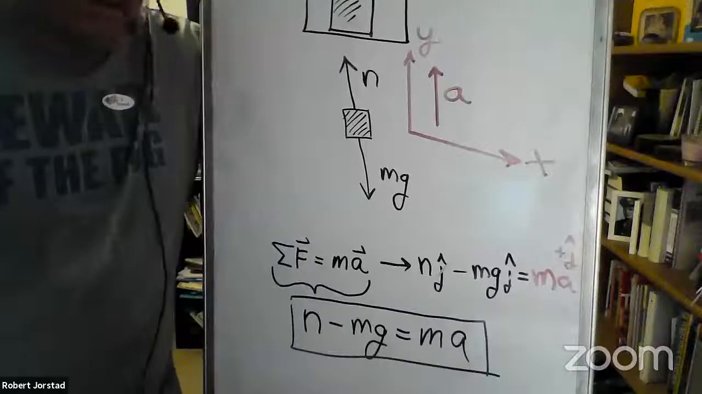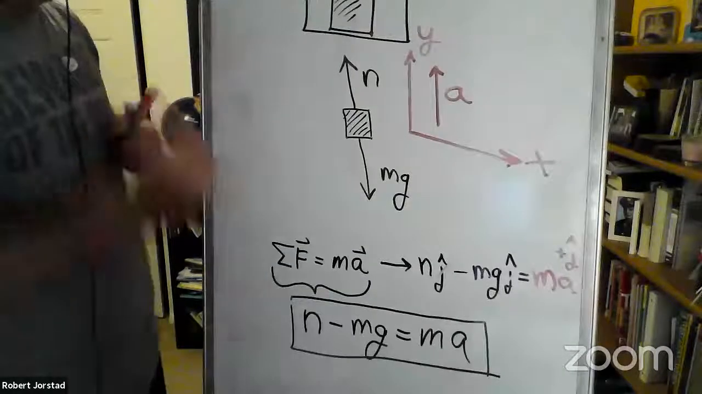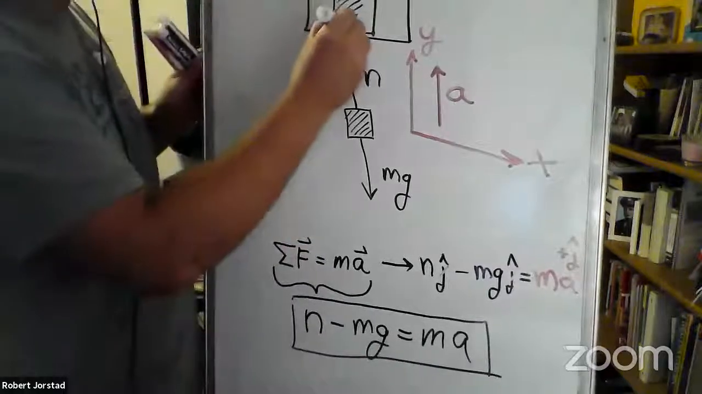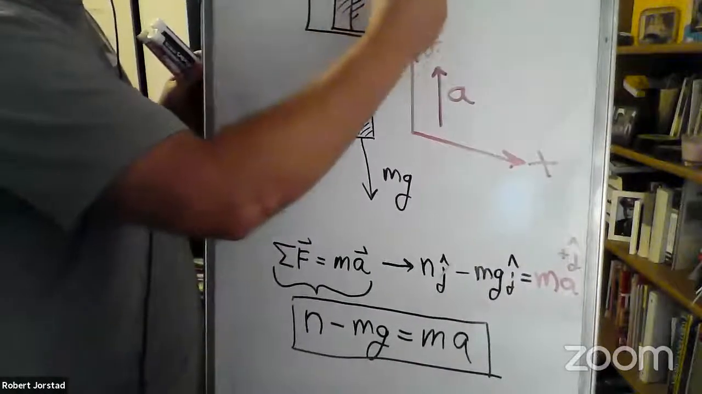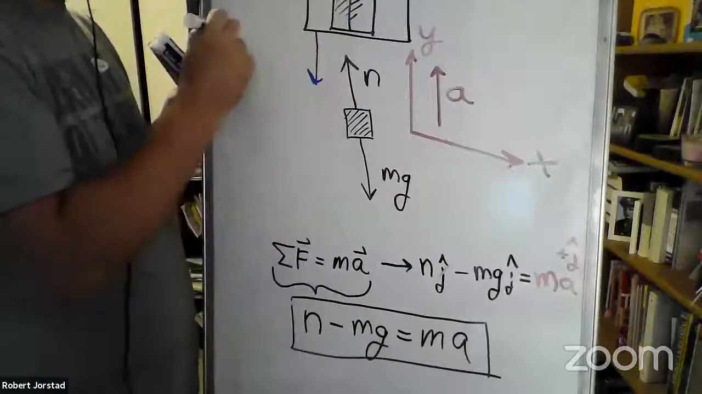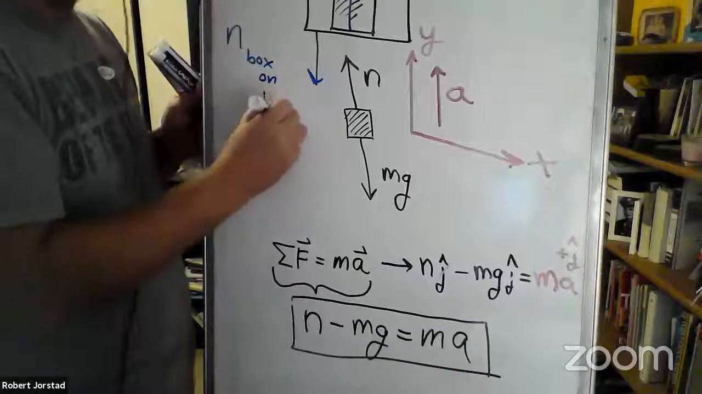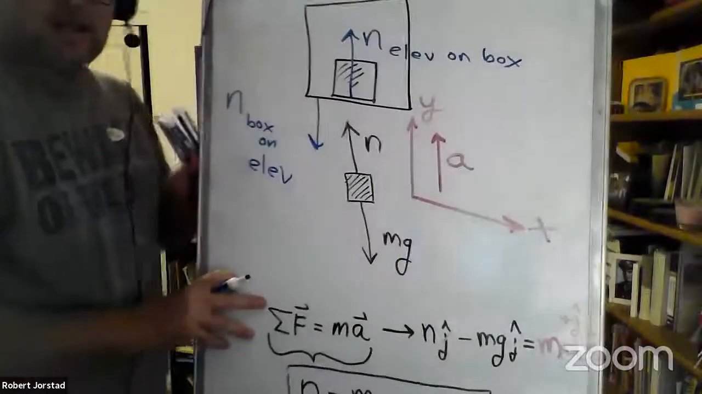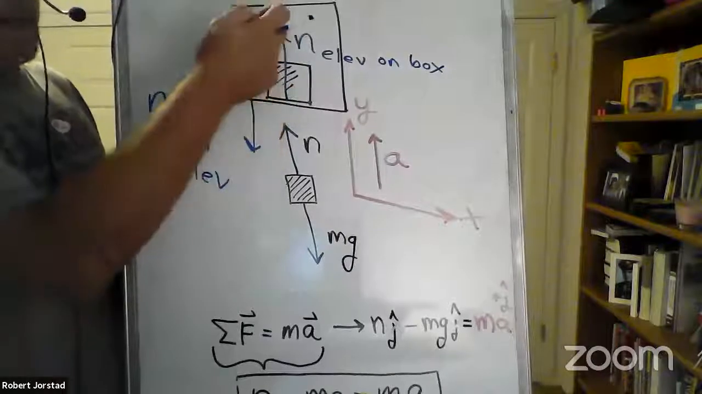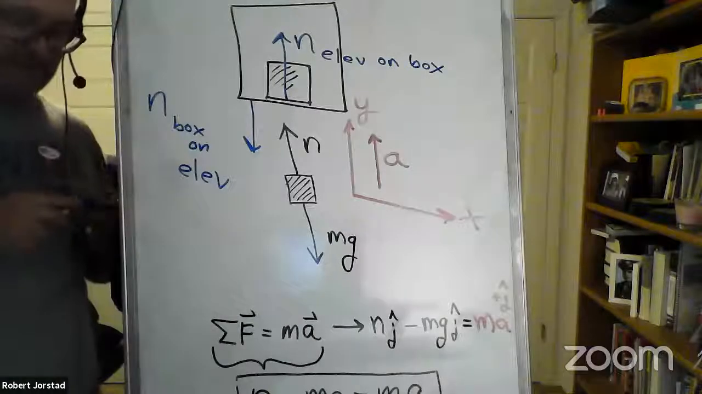And so what is the same, and I don't know who was asking this, is the normal force that the elevator exerts on me, right? Or the box. So there's a normal force up from the elevator on the box, but there's also a normal force down of the box on the elevator. So the idea is the elevator pushes up on the box just as much as the box is pushing down on the elevator. So that's true whether it's accelerating or not.